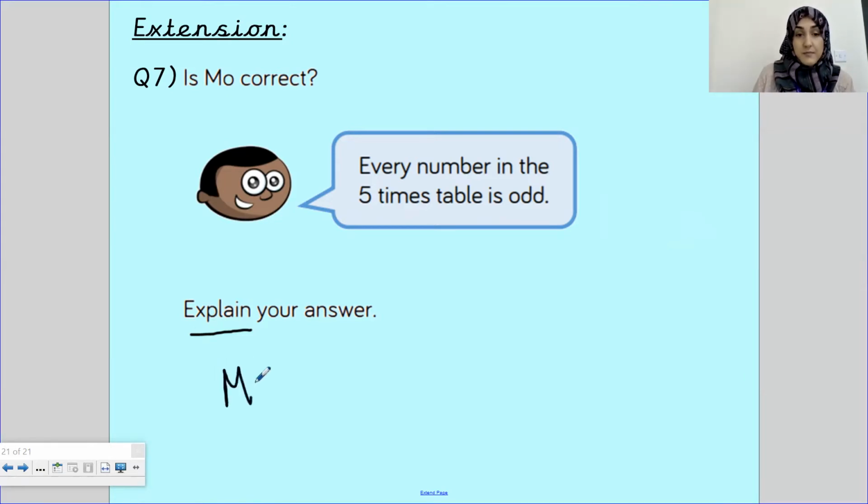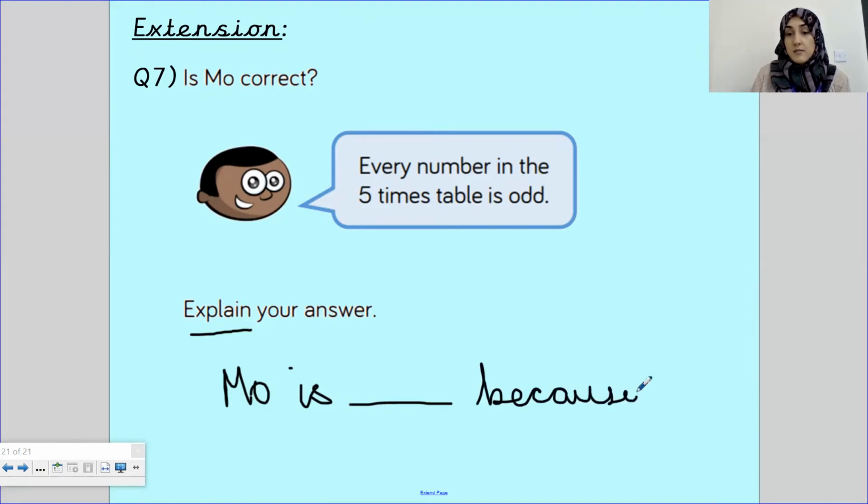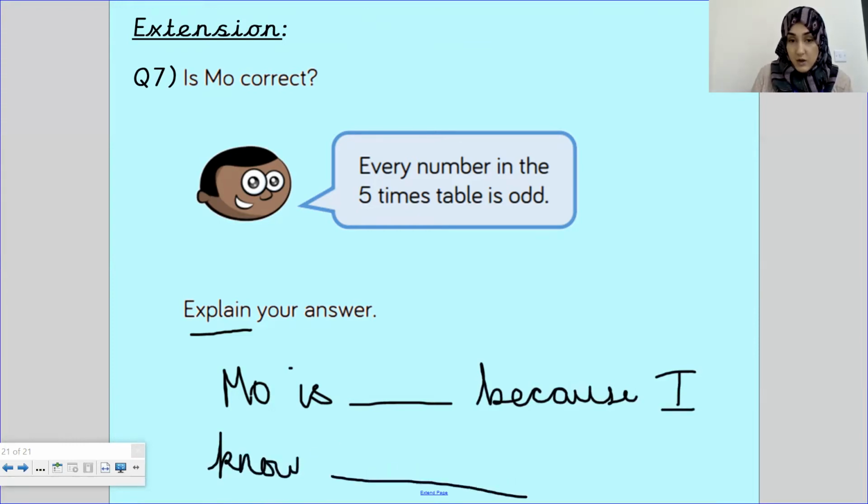So what you are going to do is you are going to write, this is how you're going to start off your sentence. Mo, and then you're going to write is either correct or incorrect because. And then you're going to fill in and you're going to complete the sentence. So remember, when it says explain, that is the command. It's a command sentence. It's giving you an instruction. Explain your answer. It's not just saying, give me a one-word answer, yes or no. You must explain your reasoning.